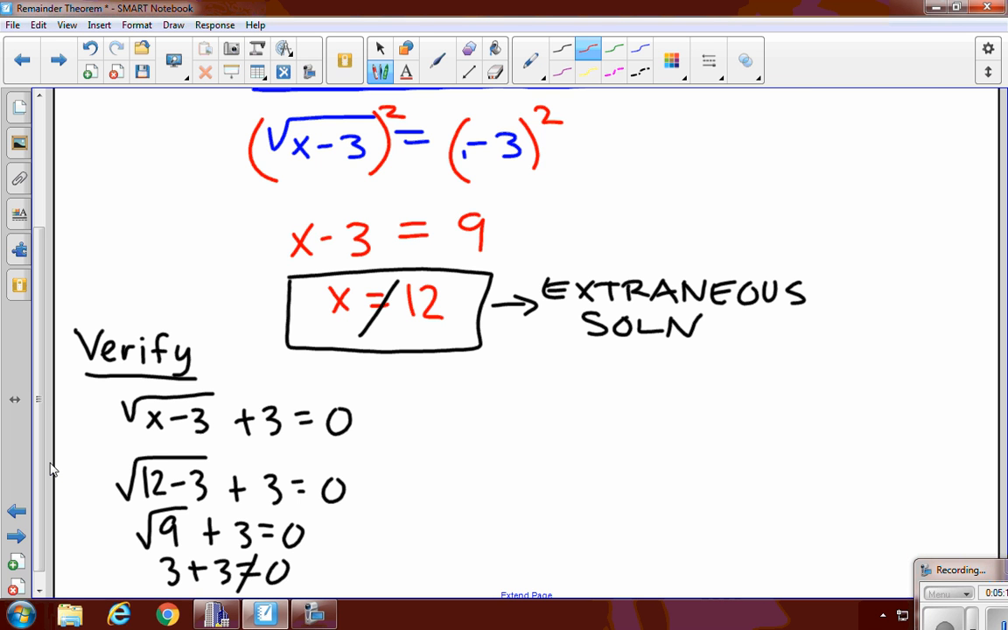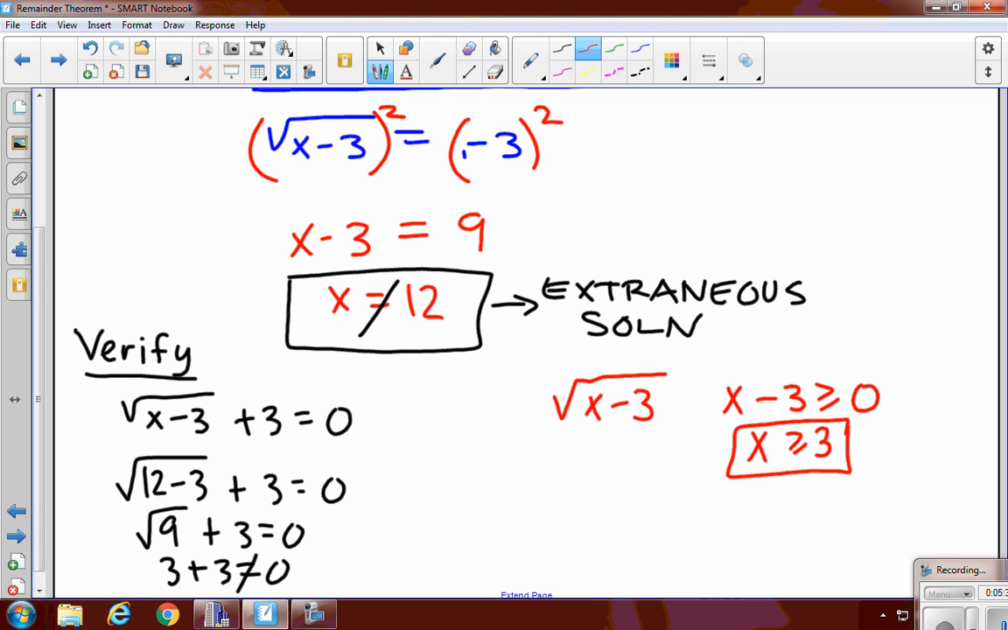We have to look at our restrictions on the radical again. This was my radical, which means I need to have x minus 3 greater than or equal to 0 in order to take the square root of it. Add 3 to both sides. The restriction is x has to be greater than or equal to 3.